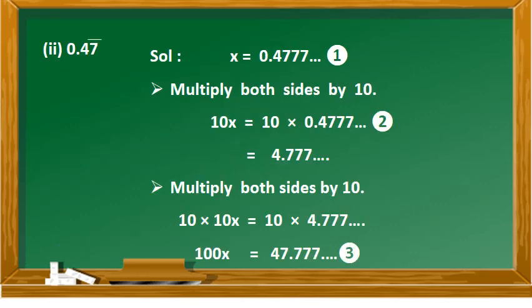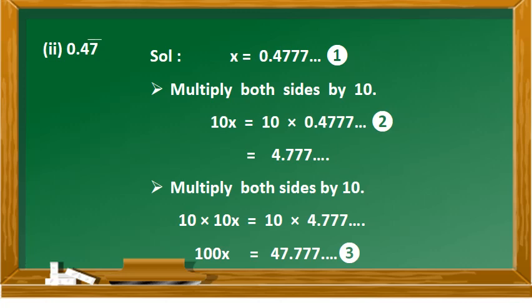Next is 0.47 with 7 bar, which is to be expressed as a rational number. First of all, let us assume x is equal to 0.4777 dot dot. That becomes equation 1. Now in the decimal on the right side of equation 1, you can see 4 is the non-repeated digit, and 7 is the repeated digit that recurs. 7 is the only number that gets repeated.